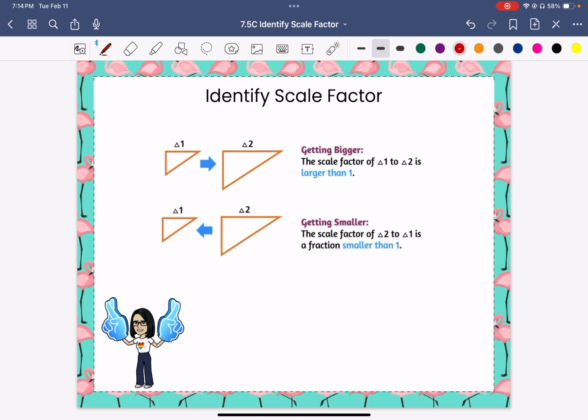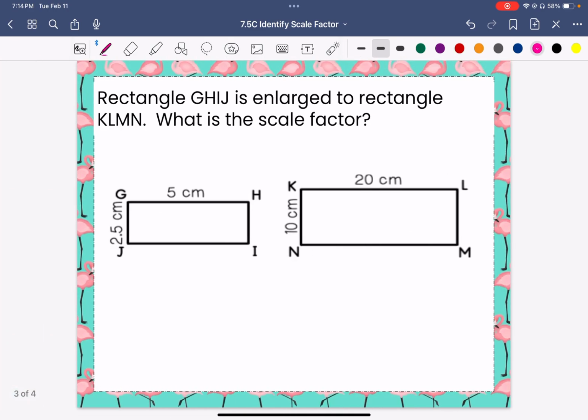So, when you have two images, if one is getting bigger, that means your scale factor will be greater than 1. If you're going from a larger image to a smaller image, then it'll be less than 1. In 8th grade, we call it pre-image and image. We really don't talk about that in 7th grade. You just have to find it. All right, so let's show you what I'm talking about.